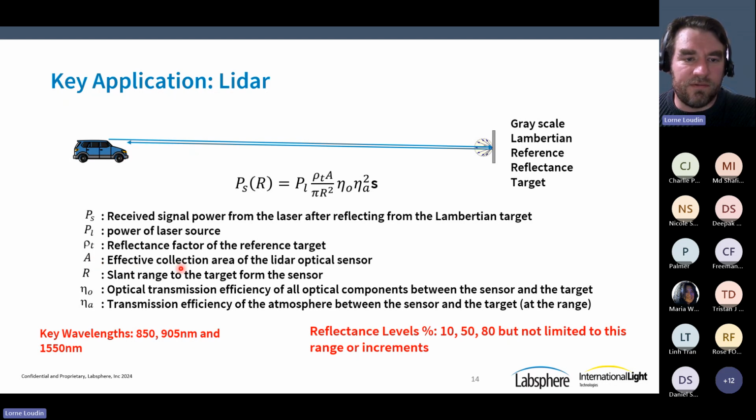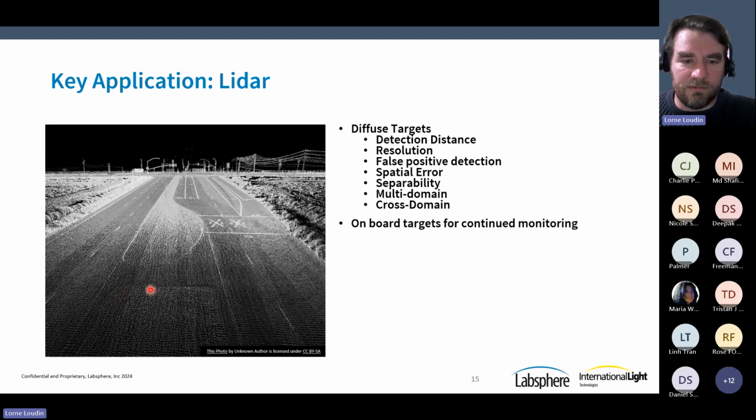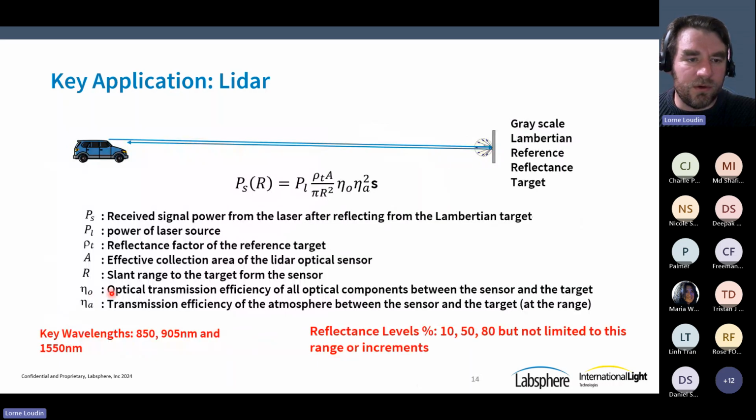We would know the effective collection area of our sensor. And we would have a good idea, if not perfectly known, of the optical transmission. We would know our optical transmission in our system quite well. And then this is a bit of a variable through the atmosphere. But if we know all of that, we can rearrange this equation and solve for R, and then we can start to understand the range sensitivity of our system.